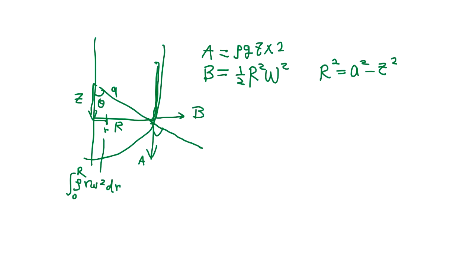Now we take the orthogonal component to the surface, which is cos of alpha. So the pressure is cos of alpha, and cos of alpha is Z over A, plus the orthogonal component. This is theta, so it's a sine of the centripetal force. The sine is going to be R over A.